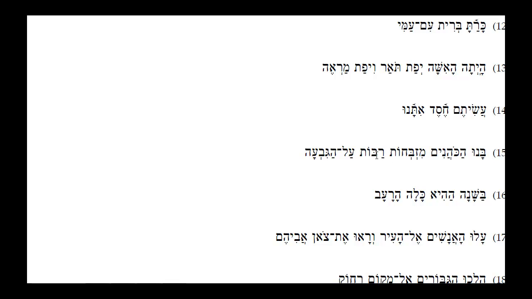Rabot is an attributive adjective, agrees with mizbechot in gender, number, and indefiniteness. And al hagiv'ah is a prepositional phrase with an object here. Bashanah hahi kalah hara'av. Okay, and in that year, the famine ceased. In that year, the famine ended or ceased.